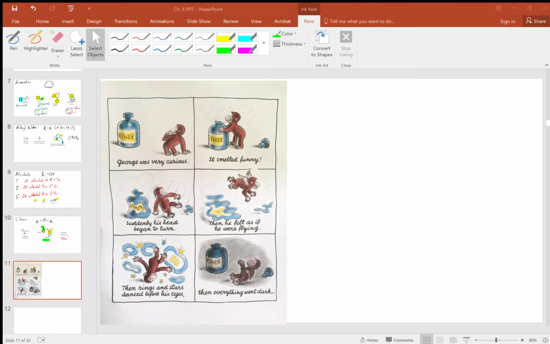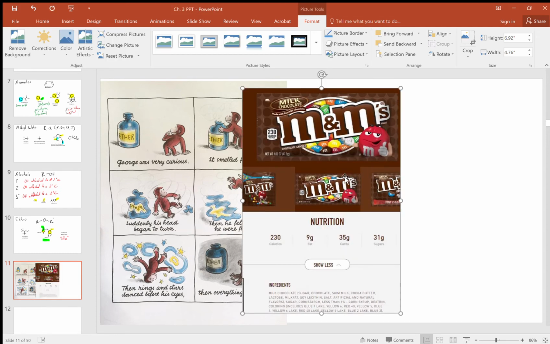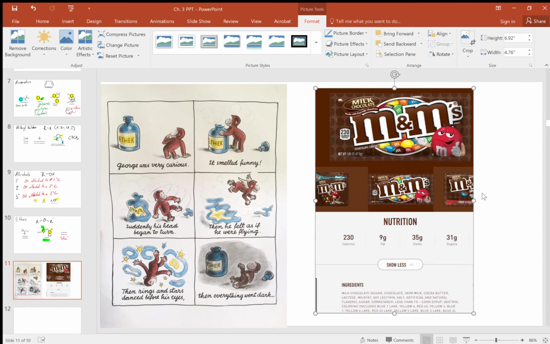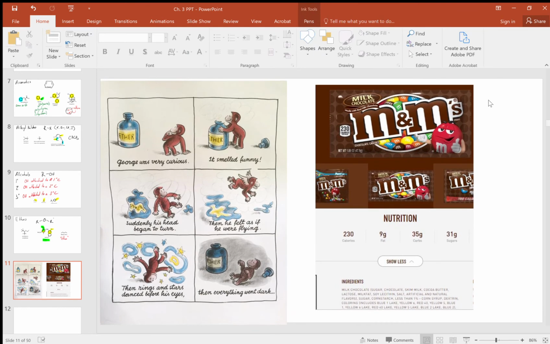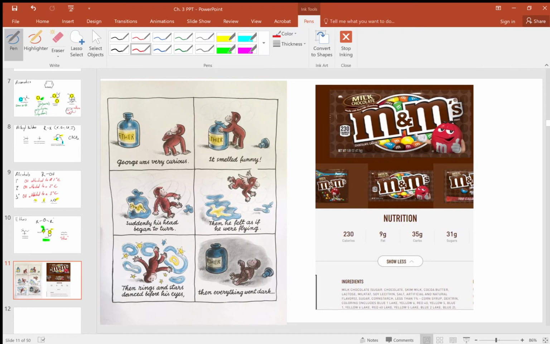What is that compound used as? Well, you can see the example down here on this ingredient list. Right down here you see red 40. It is used as a red food dye.